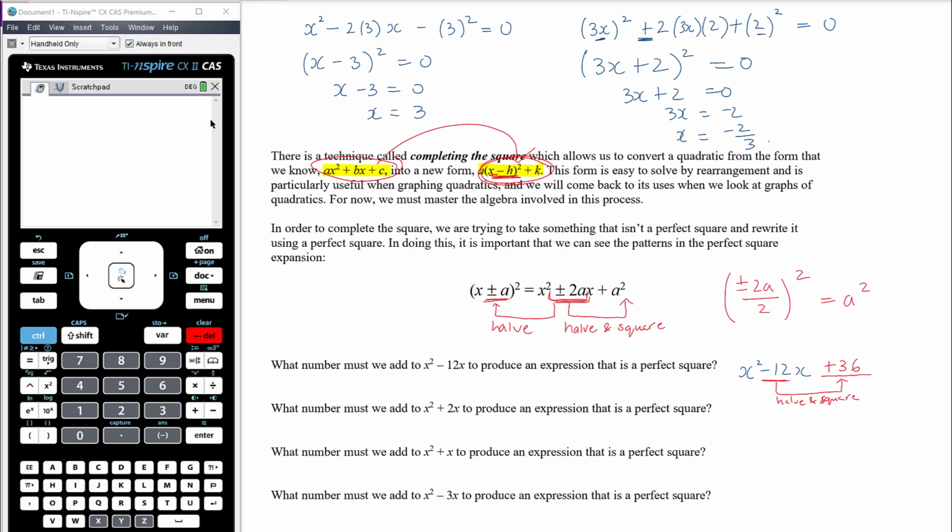In fact, let's take it a step further and write it as a perfect square. So what would that be all squared? It's going to be x, and then it is half of the negative 12.